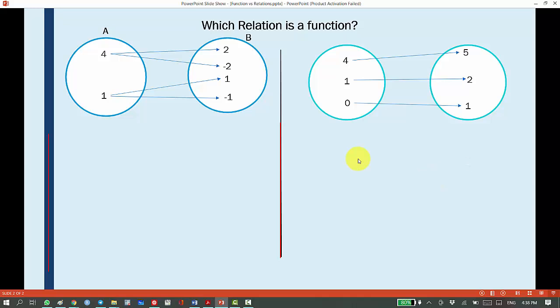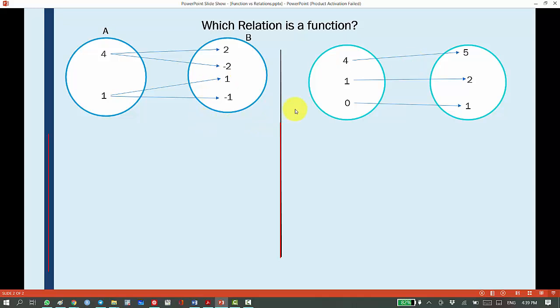If you have a closer look at both relationships, on the left hand side you can see that we have an element in A, which is the domain of the relation, related to two elements in B. But on the right hand side, each element in the domain is related to only one element in the range. We call such relations functions.